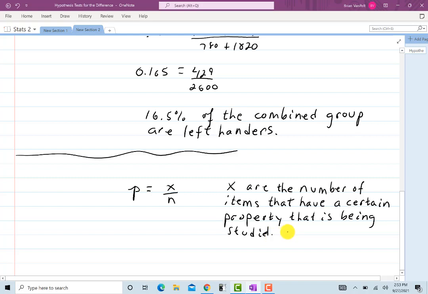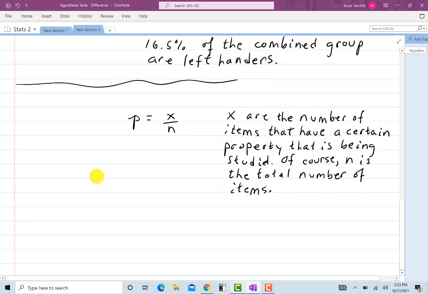Of course, N is the total number of items. I want that kind of a setup for it. So P will equal X over N, or another formulation of this is that X equals PN. We'll use both of those as needed throughout this section. I just want you to be comfortable with it.